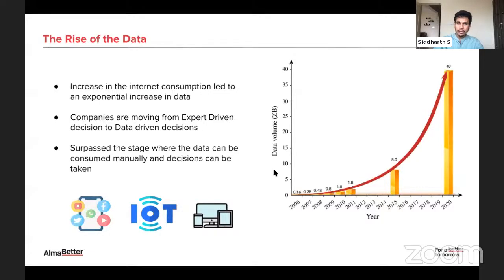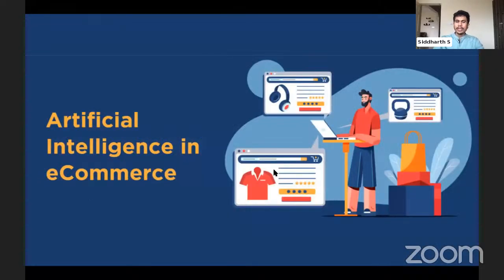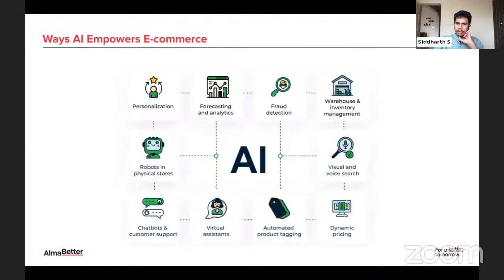Okay, so now going ahead, we will talk specifically about how artificial intelligence is used in e-commerce. You must be thinking, where are the places AI can be used? The first thing is personalization.